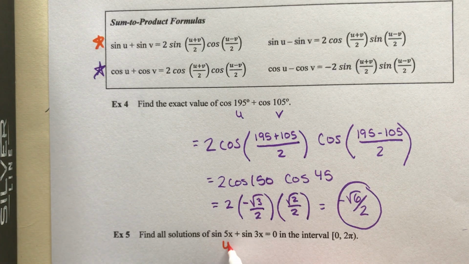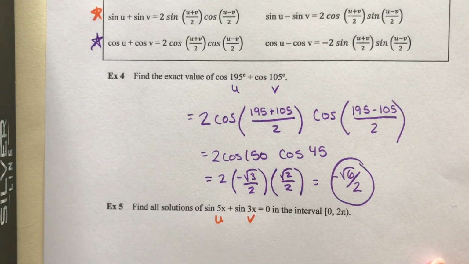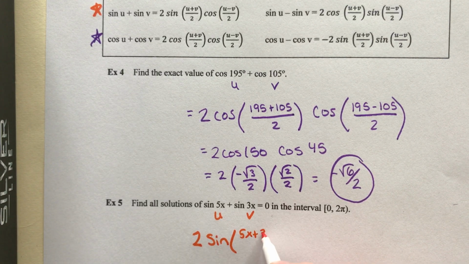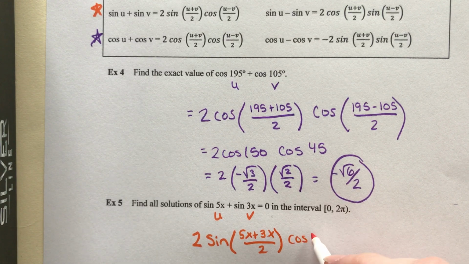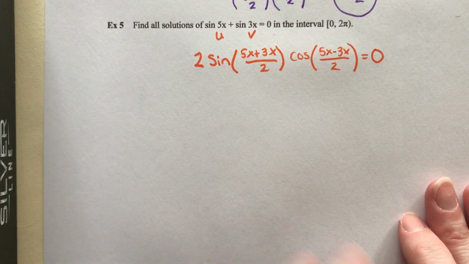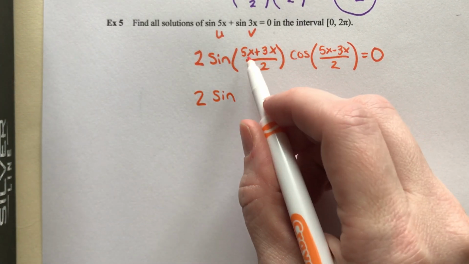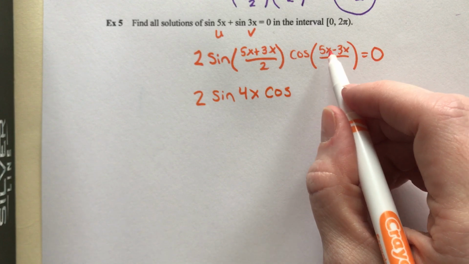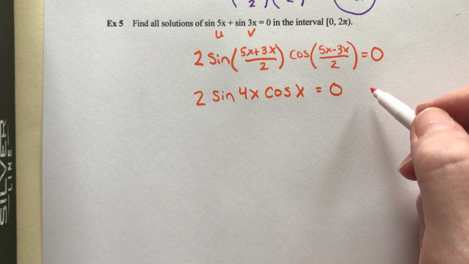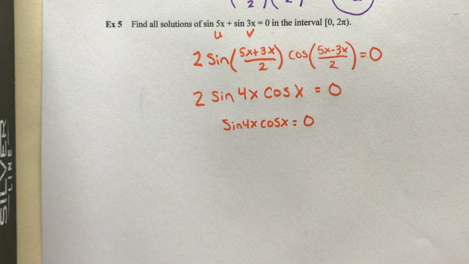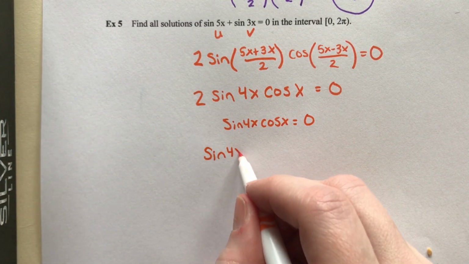So u is 5x and v is 3x. So I'm going to plug right into this formula here. So it's 2 sine of u plus v, so 5x plus 3x over 2, cosine of u minus v, 5x minus 3x over 2, and we're going to set that equal to 0. Okay, so let's simplify this. 5x plus 3x is 8x over 2, so 4x. This is 5x minus 3x, so 2x over 2 is x. Okay, I can divide by the 2. That's sine of 4x cosine of x equals 0. So now I've got something that has been factored. I've got a product, so now I can just go straight to setting both parts equal to 0 and solving.